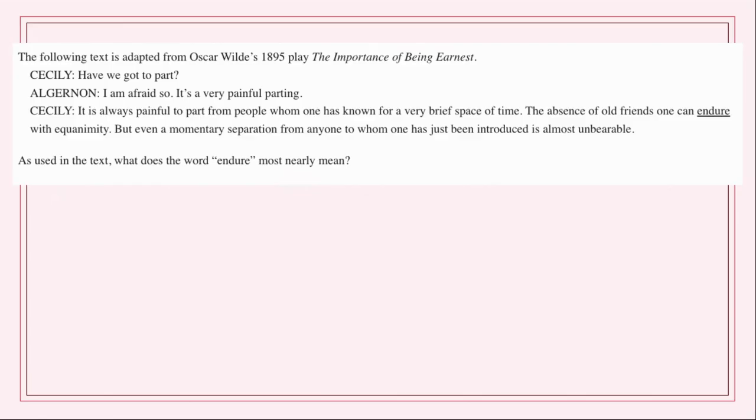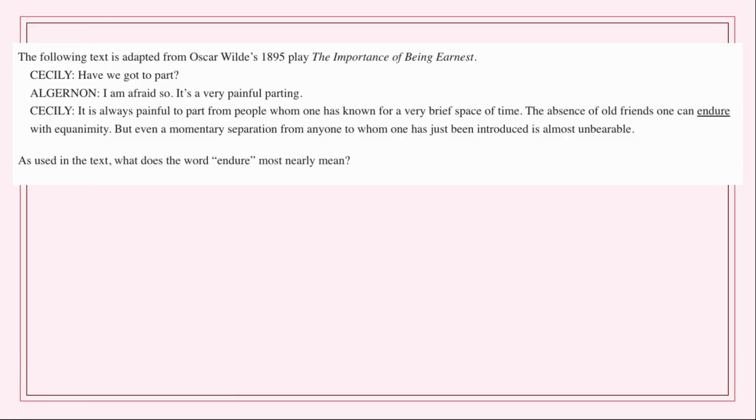We have some dialogue. Have we got to part? I'm afraid so. It's a very painful parting. It is always painful to part from people whom one has known for a very brief space of time. The absence of old friends one can endure with equanimity, but even a momentary separation from anyone to whom one has just been introduced is almost unbearable.